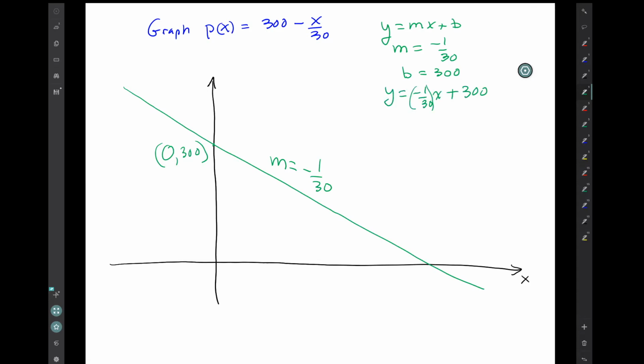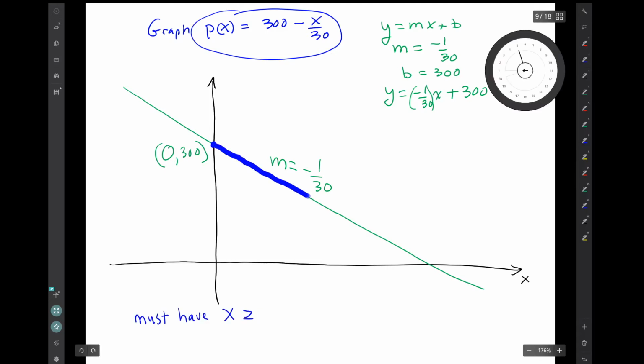Now, the point, though, is that this graph of an abstract equation is not the same as the graph of the price function. Why? What's the difference? Well, in the price function situation, x represents the number of items manufactured and sold. You can't sell a negative number of items. So we have to have x greater than or equal to 0.